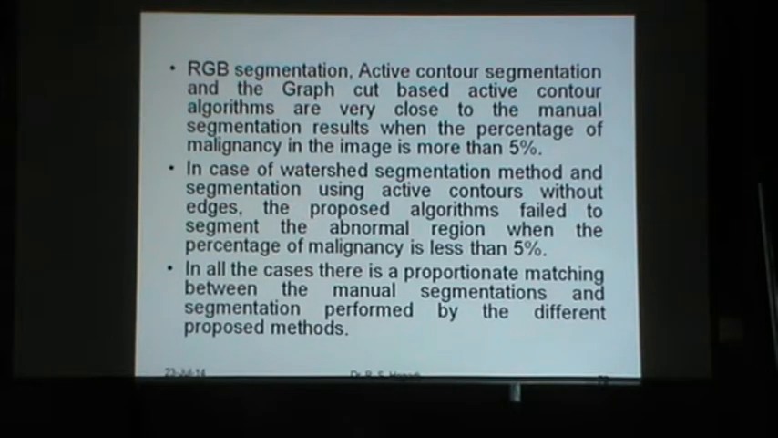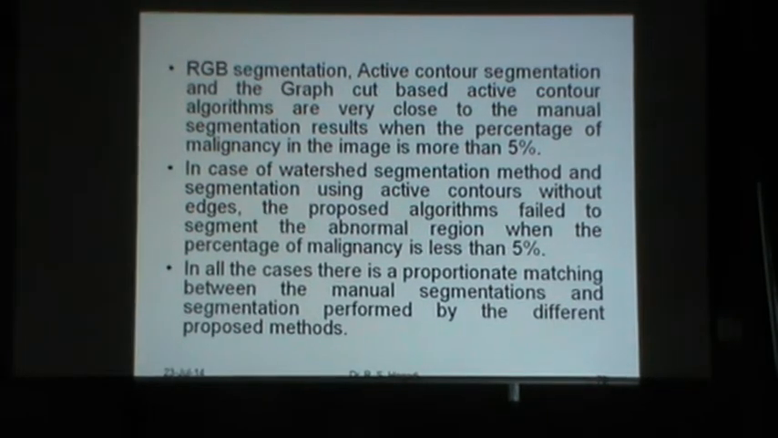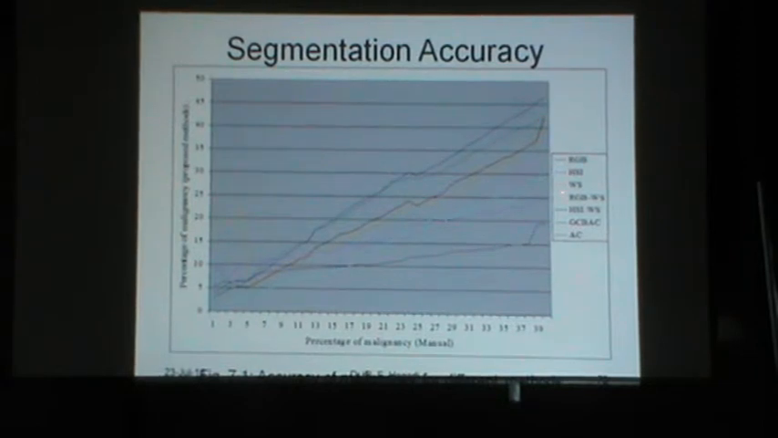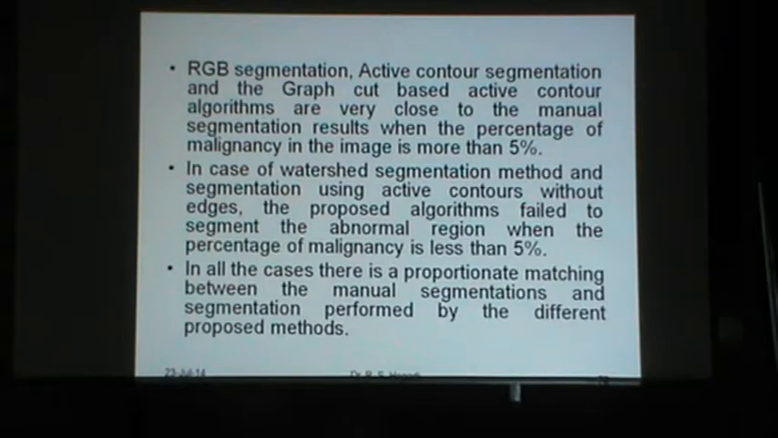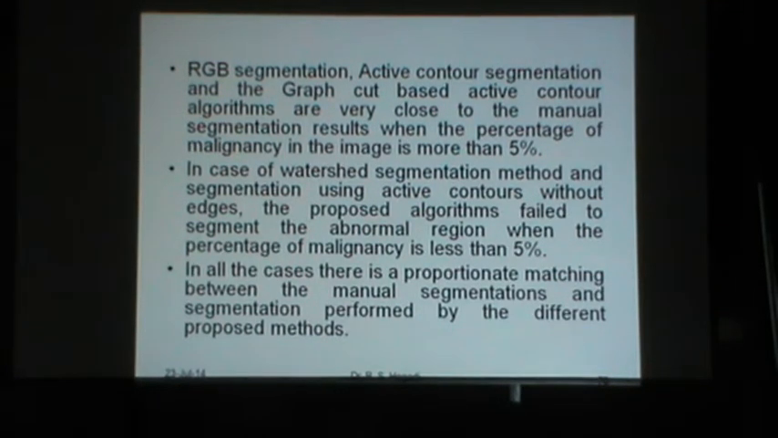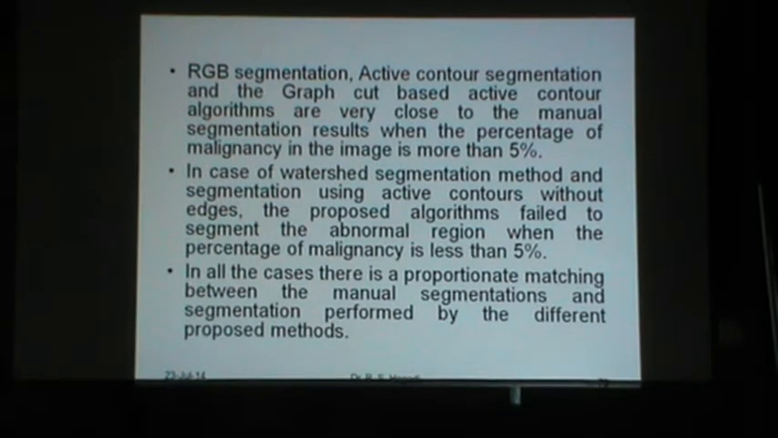If we analyze this, you can find different colors shown here. This is the RGB, then HSI, watershed segmentation, RGB and watershed segmentation, HSI and watershed segmentation, graph cut based active contours and normal active contours. So these are different graphs, and if we compare these results, RGB segmentation, active contour segmentation and graph cut based active contours are very close to the manual segmentation as compared to the other techniques.